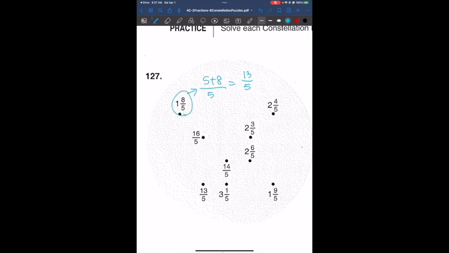So this mixed number is basically equivalent with the improper fraction 13 over 5. And we have 13 over 5 here, so we're going to connect these two dots.